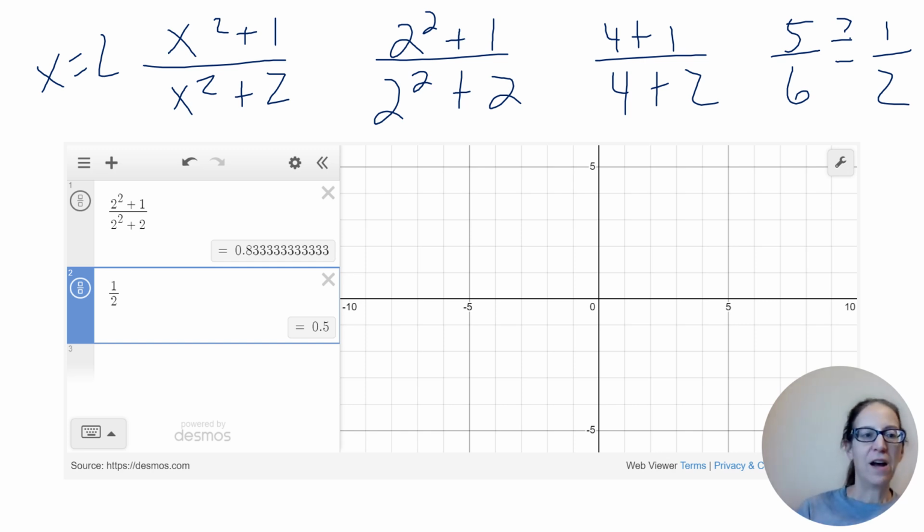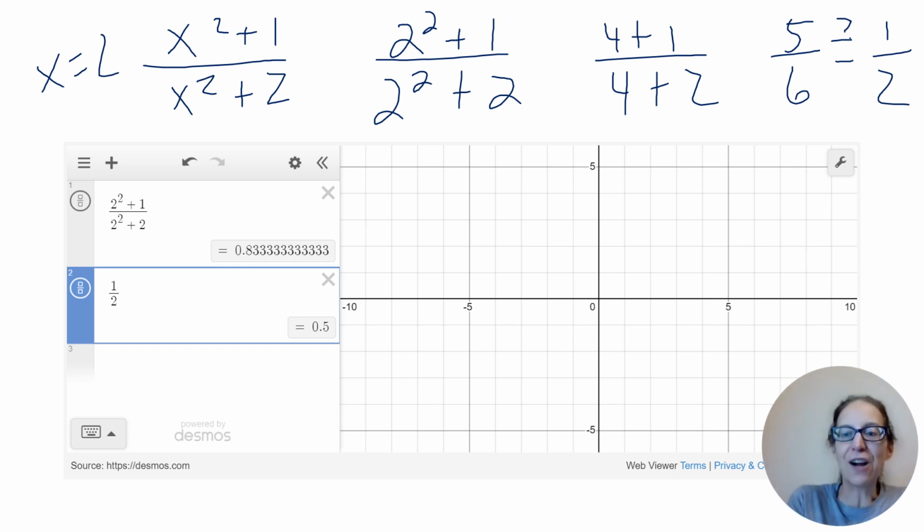There we go. So to do fractions in Desmos, it's actually beneficial to hit the fraction bar first if you have not seen that. And then you can just type it in, 2 squared plus 1 over 2 squared plus 2. And you can clearly see that that is not 1/2. If you type them both in, you can see that they are not the same. One of them is 0.833333 and the other is 0.5.